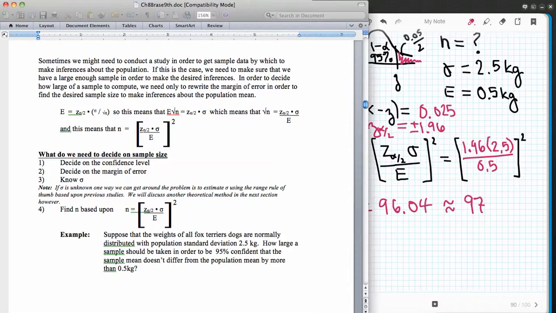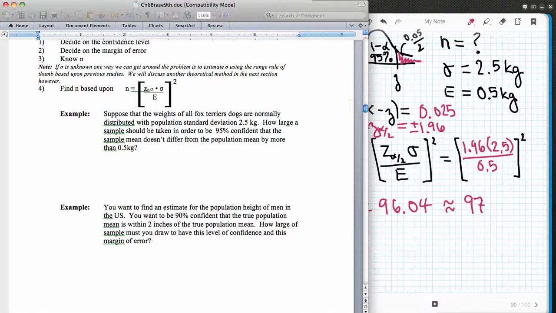All right, so I'm going to let you look at the next one and do that one on your own, and you should be seeing out of this one a 2-inch margin of error and 90% confidence, and the height of men and women, that was, the height for men, that was a standard deviation of 2.5.